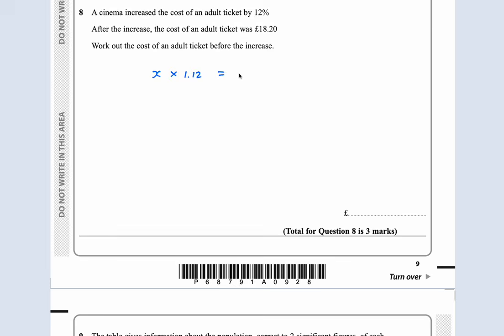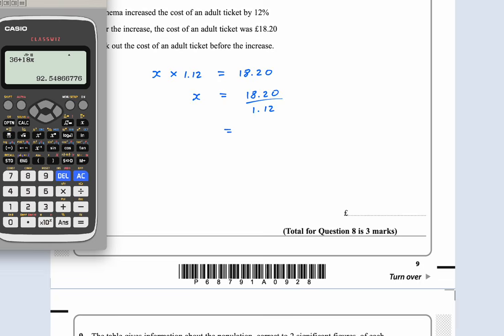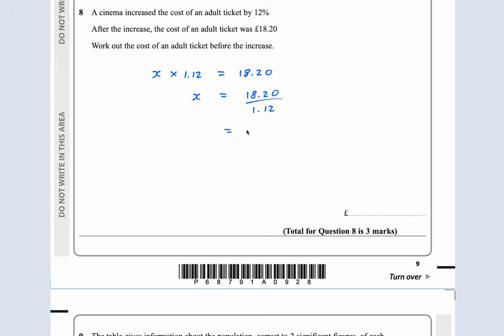When we increased it, we got 18.20. So to find x, we just divide. So it's 18.20 divided by 1.12. And this is 16.25.